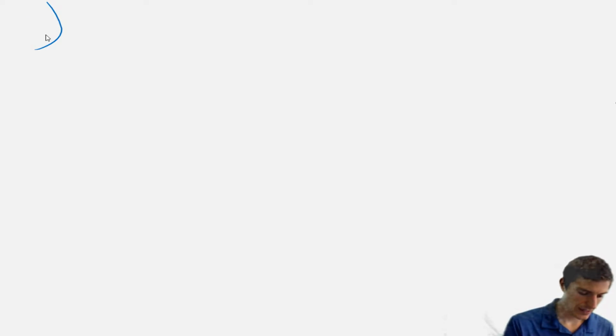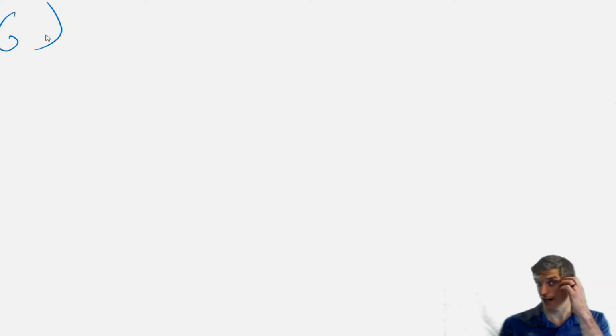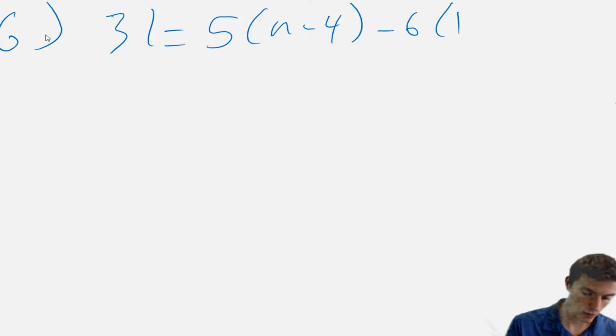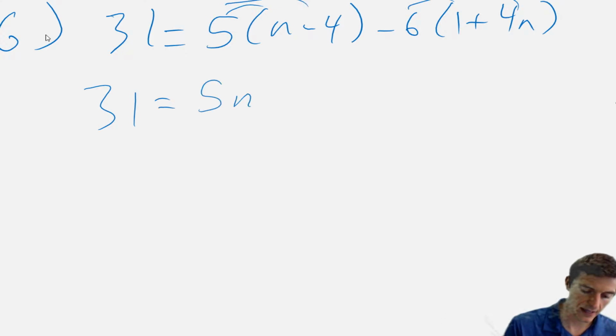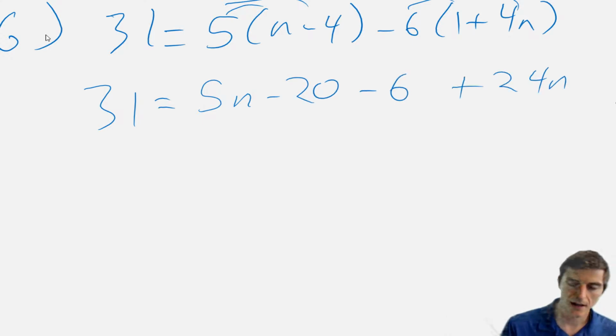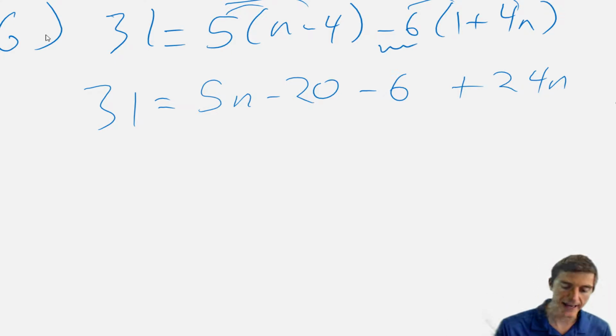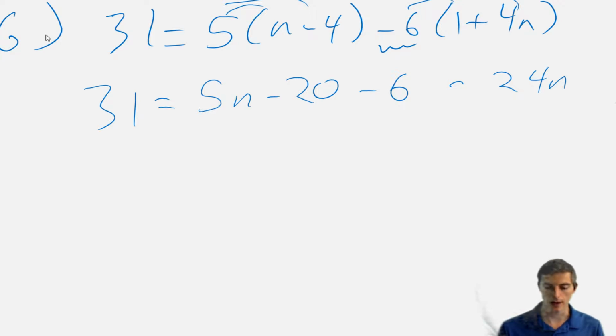Okay, number 6, there's a common mistake I want to talk about. I get 31 is equal to 5n minus 4 times 5, minus 6 times 1 plus 4n. A lot of people when they do this problem will do the distribution, and this is what they'll get: 5n minus 20 minus 6 plus 24n. And hopefully you are seeing the mistake by now. When I distribute a negative 6, that should be a minus 24n. Just a super common mistake that people make.